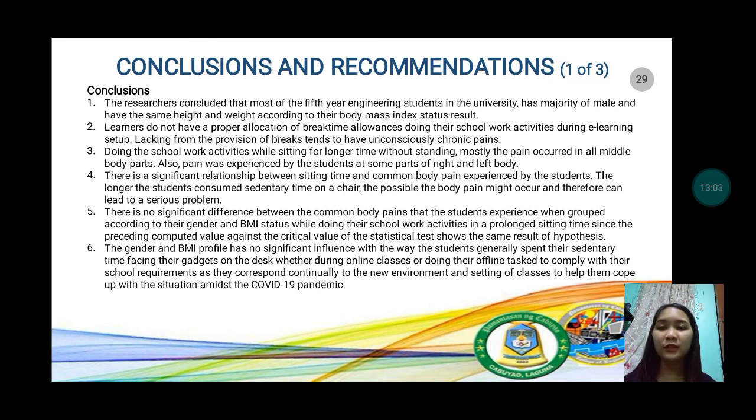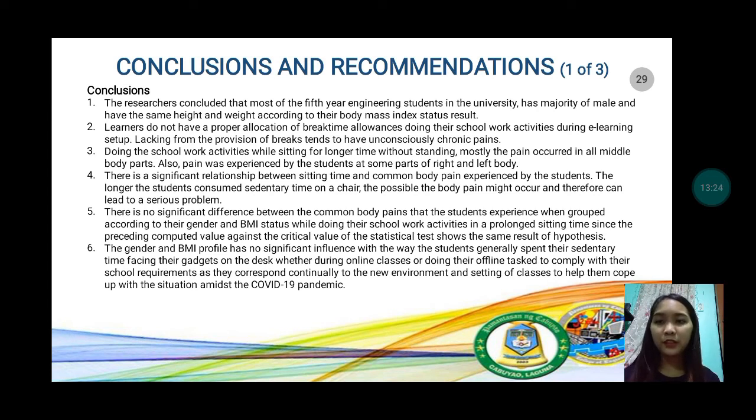Also, pain was experienced by the students at some parts of their right and left body parts. There is a significant relationship between sitting time and common body pain experienced by students. The longer the students consume sedentary time on a chair, the body pain might occur and therefore can lead to a serious problem.